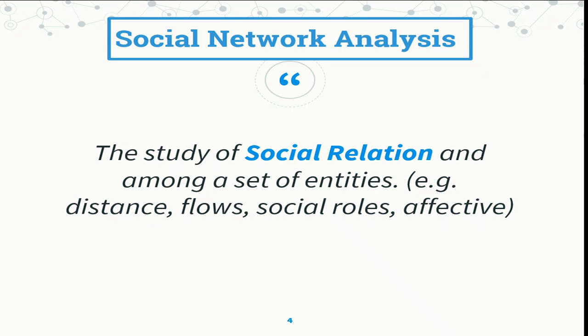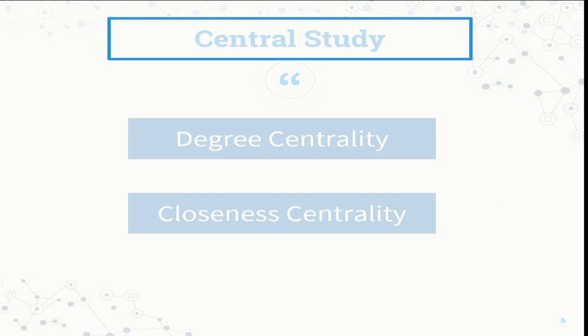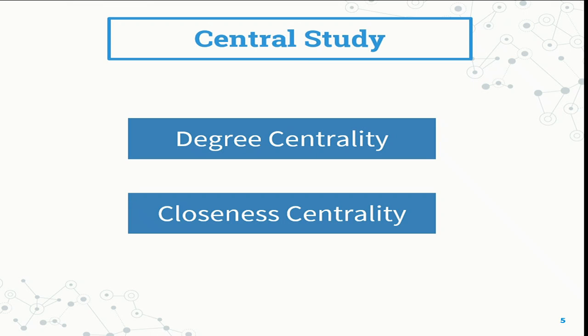It can be distance, flow, social roles, as well as affective, such as whether you like or dislike, etc. Usually when it comes to social network analysis, one question that we always ask is, who is the most important or central person in this network? To do that, we can look into degree as well as closeness.